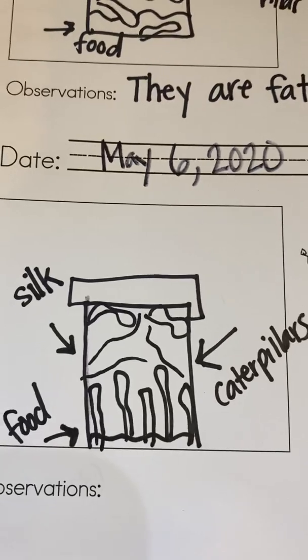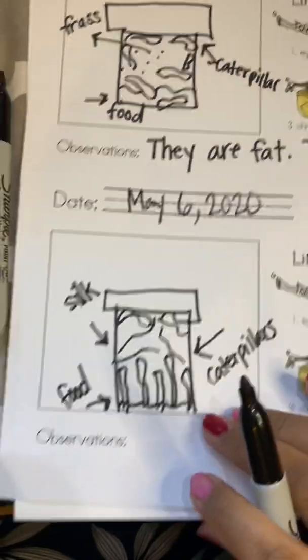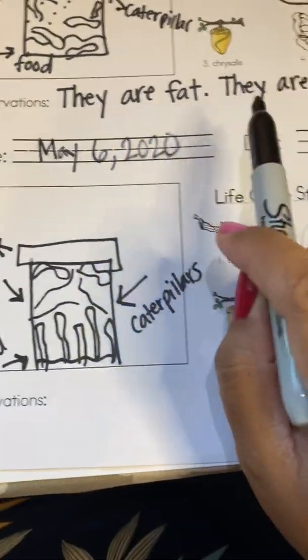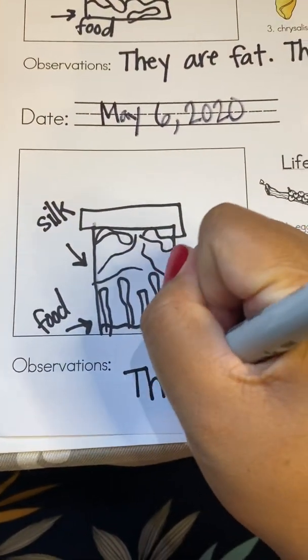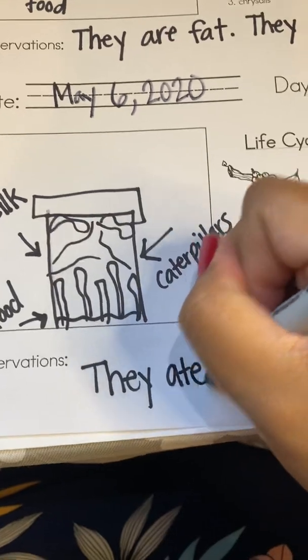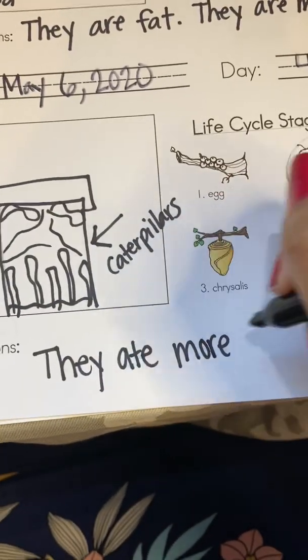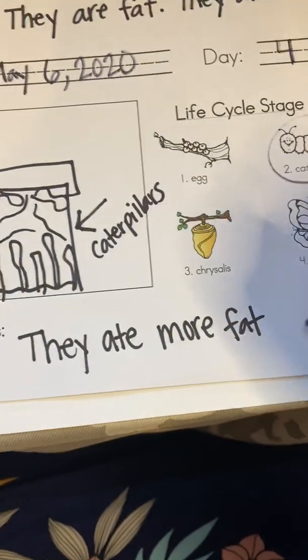All right, so that is my observation. If I wanted to, I could say, I already put they are fat, they're moving up. So I could say they ate more food and are even bigger.